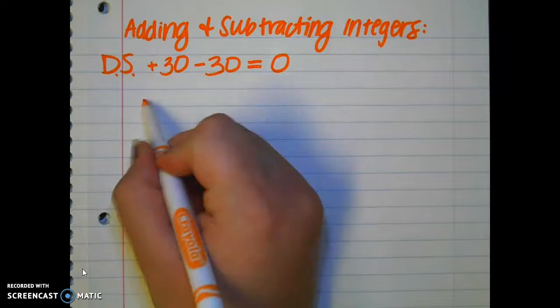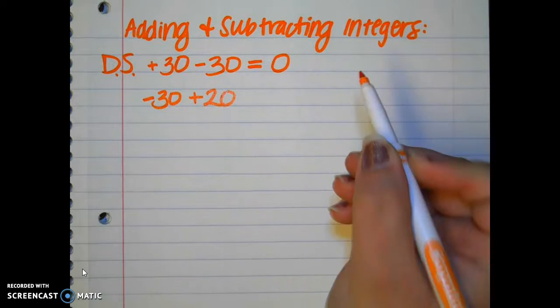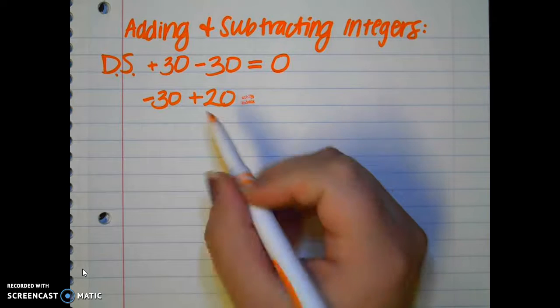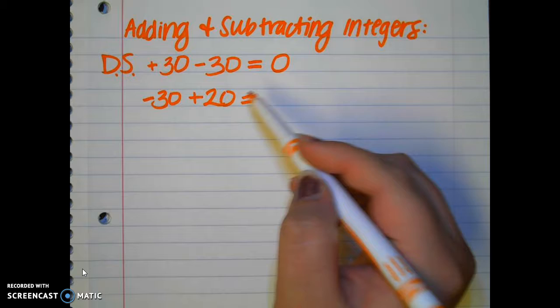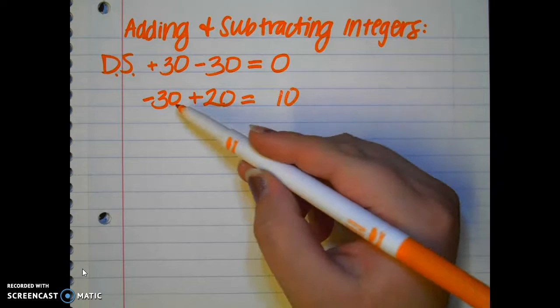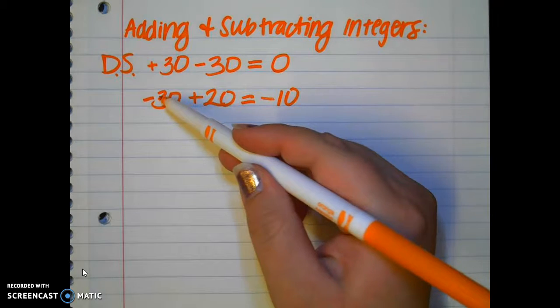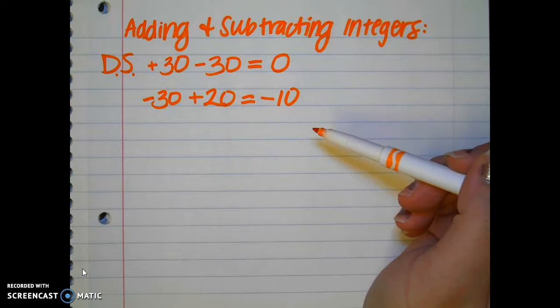Or let's say we had negative 30 plus 20. If we did the rules, it's different signs, so we would subtract. 30 minus 20 gives us 10, and we keep the sign of the greater absolute value, which is negative. So we had a negative 30 plus a 20, we got negative 10.